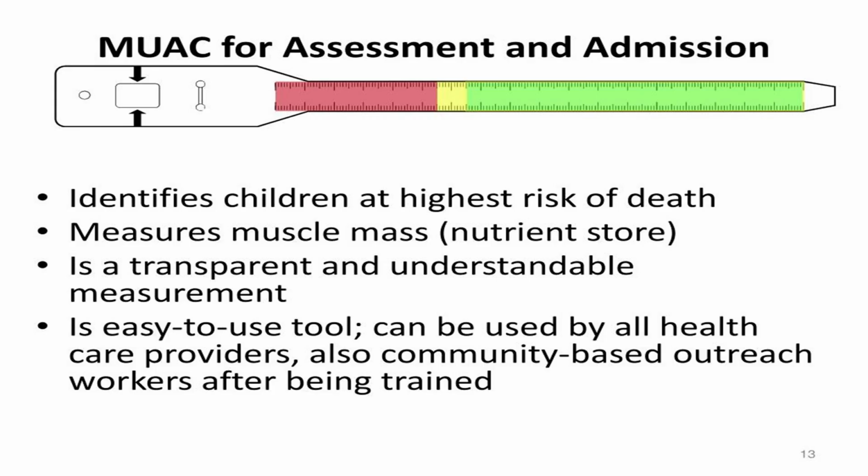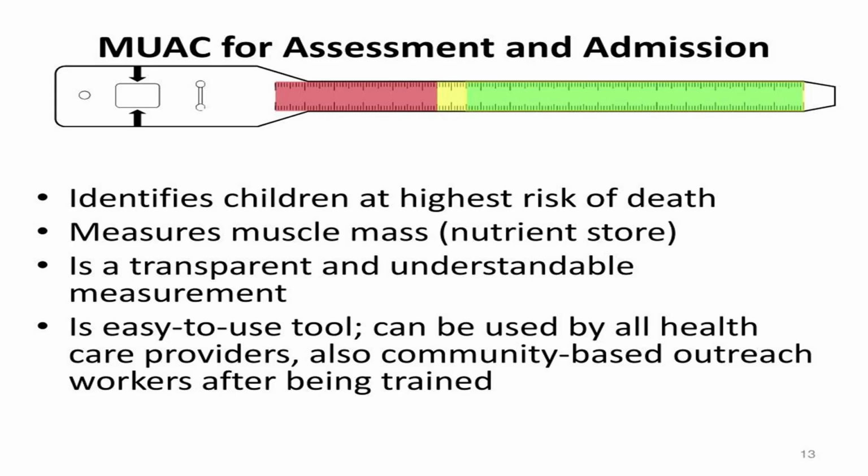This is very important. Muscle mass can be measured, because MUAC itself is middle upper arm circumference. So, you can measure the muscle mass. What is very important is that it is a very transparent and understandable measurement.